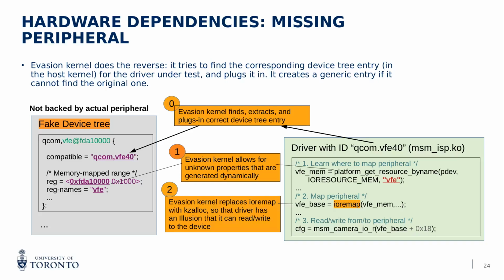Next is step 2, where during normal operation the driver would map the real device's physical memory location. We redirect this mapping to zeroed page. In this way, at step 3, the driver has an illusion that it can read and write to the missing peripheral without a crash.